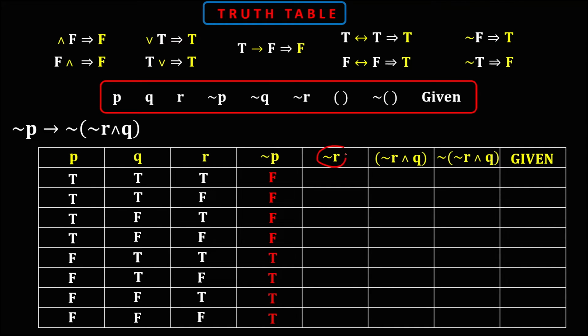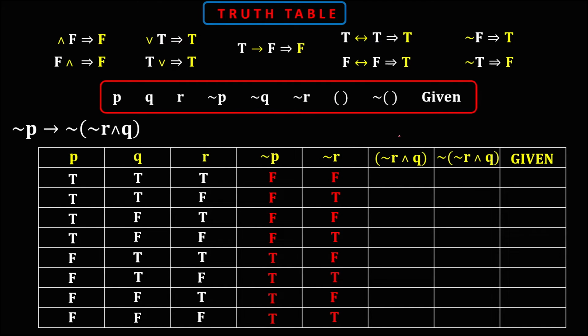Then for the column negation of R, from column R, we have the negation of true, that's false, the negation of false, that's true, the negation of true, that's false, the negation of false, that's true, and the same pattern repeats: false, true, false, true. So these are now the values for the column not R.